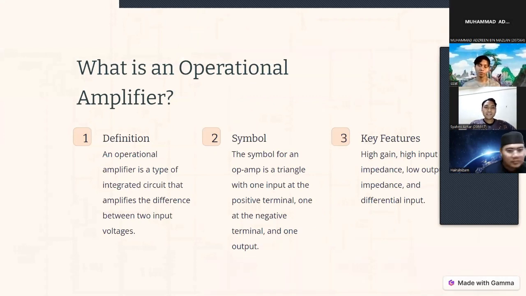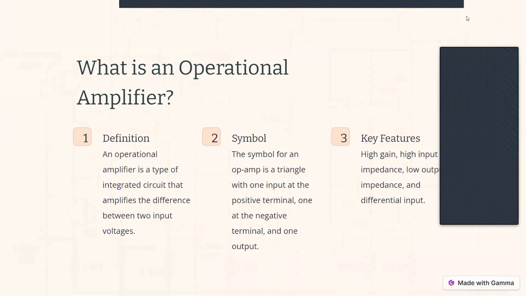So what is an op-amp? By definition, the op-amp is a type of integrated circuit that amplifies the difference between the two input voltages. Its symbol is a triangle with one input at the positive terminal, one at the negative terminal, and one at the output. Its key features are high gain, high input impedance, low output impedance, and also differential output.